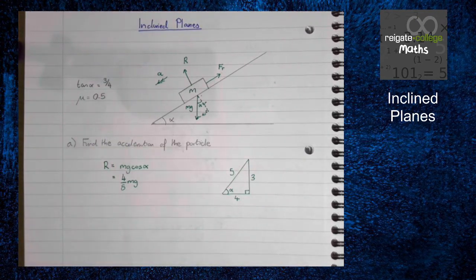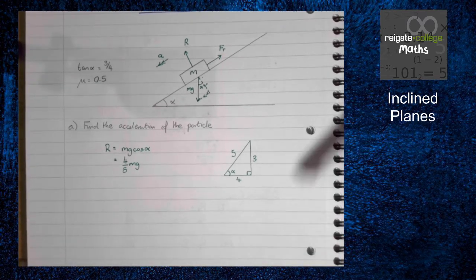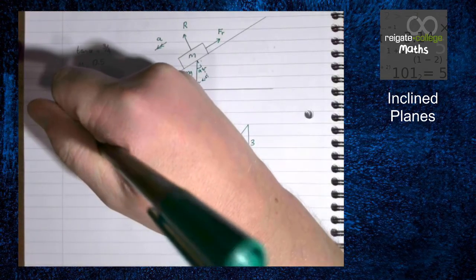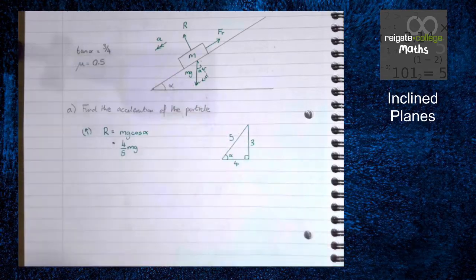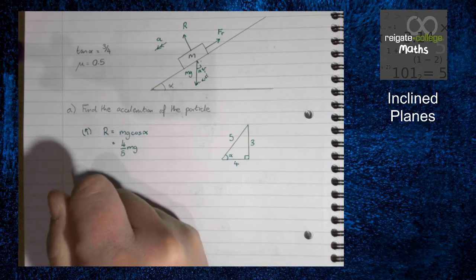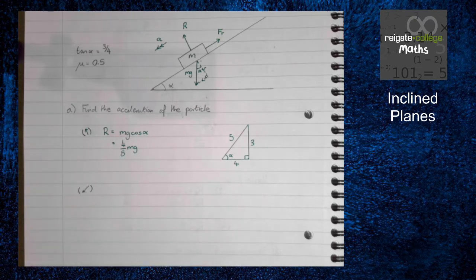So we can write down R as 4/5 mg. Now obviously I could work that out a little bit further. We know what g is, g is 9.8, but I'm not going to, and you'll see why later on. So that's one step. If you're not sure what to do now, we've resolved perpendicular to the plane. So let's resolve forces parallel to the plane.